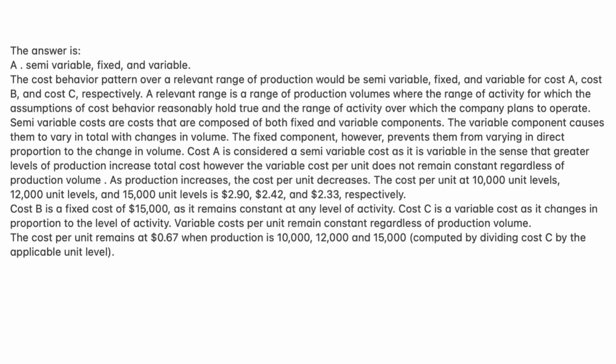Cost B is a fixed cost of $15,000, as it remains constant at any level of activity. Cost C is a variable cost as it changes in proportion to the level of activity. Variable costs per unit remain constant regardless of production volume. The cost per unit remains at 67 cents when production is 10,000, 12,000 and 15,000, computed by dividing cost C by the applicable unit level.